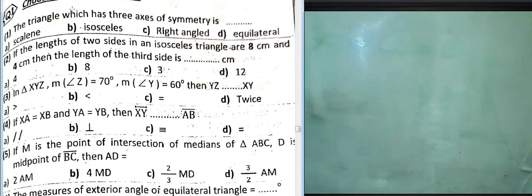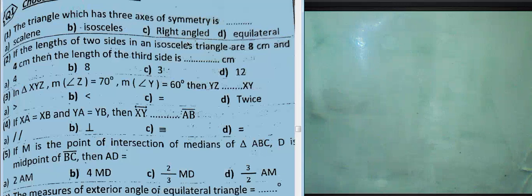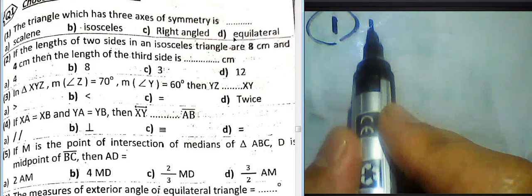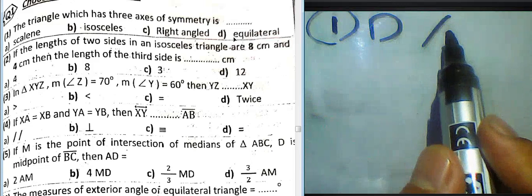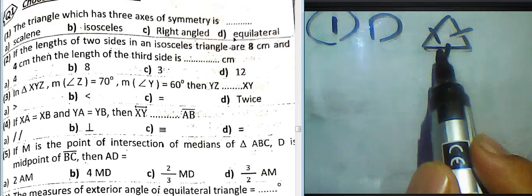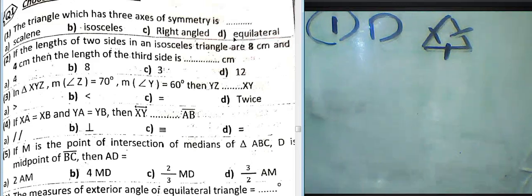The triangle which has 3 axes of symmetry is equilateral. We must choose letter D about question number 1. Okay, question number 1, the result will be D, equilateral triangle. If we have a triangle with 3 sides of equal lengths, then we have 3 lines of symmetry. So the triangle which has 3 axes of symmetry is equilateral. We must choose letter D.